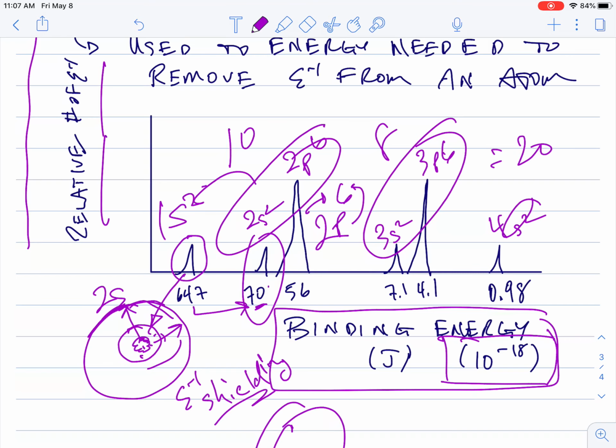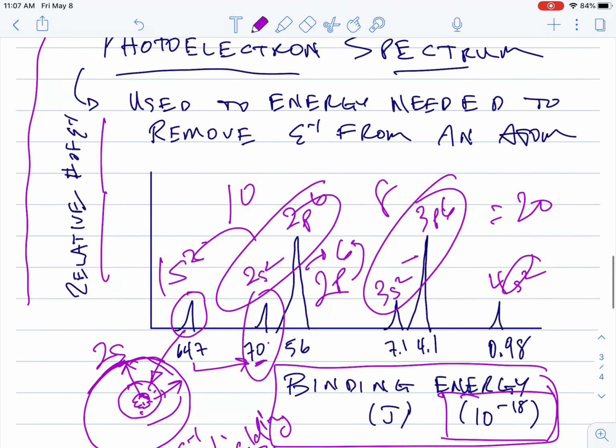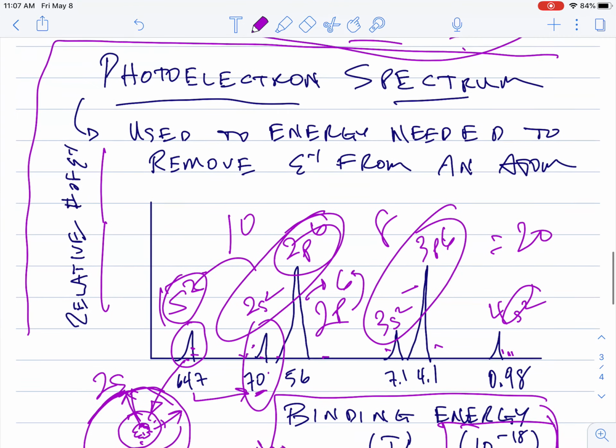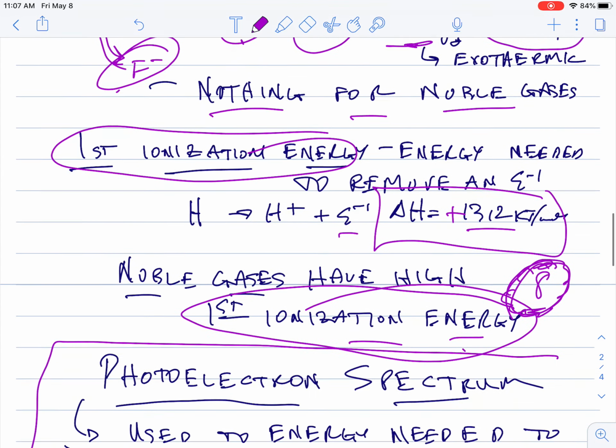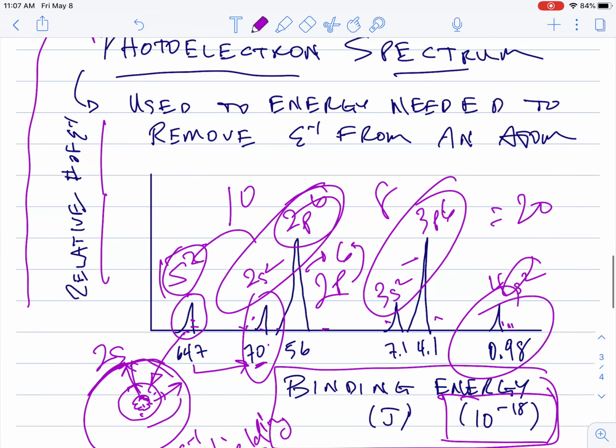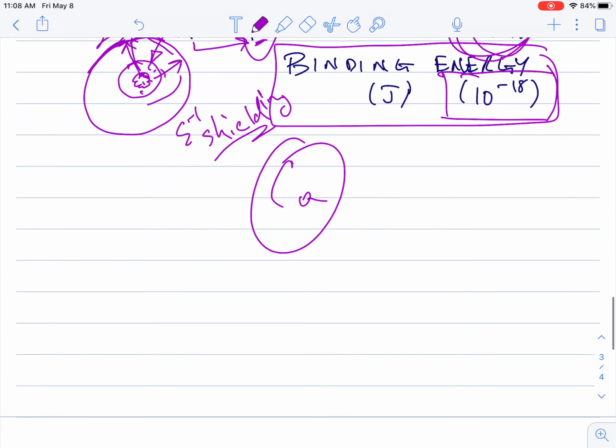Even though they don't directly tell you this, this problem came off of last year's AP test. If you look at last year's AP test, this is the exact problem that they had. All you need to know about this photon electron spectrum is that the smaller spikes correspond with the s sublevels, and the bigger spikes correspond with the p sublevels. The further away you get from the nucleus, the less energy it takes. This is somewhat reflective of first ionization energy, which is how much energy it takes to remove that single electron. This would be out here with, for example, calcium, the energy to remove those outer 2 valence electrons.